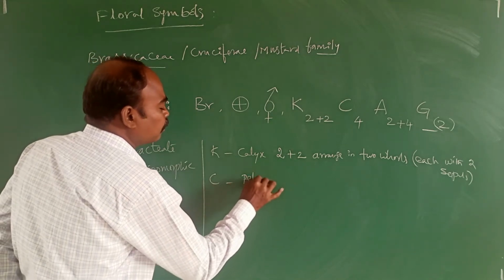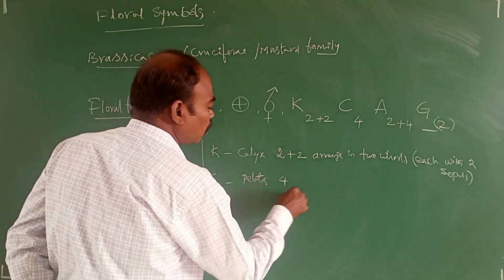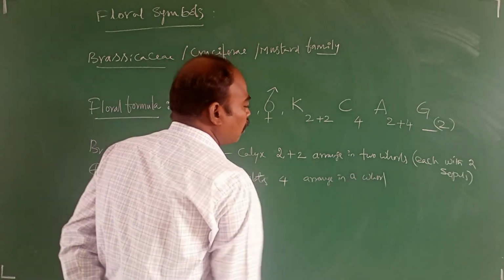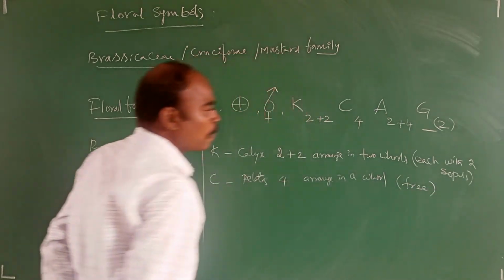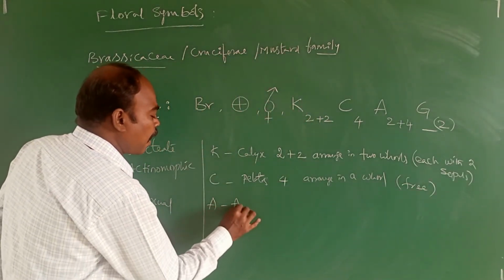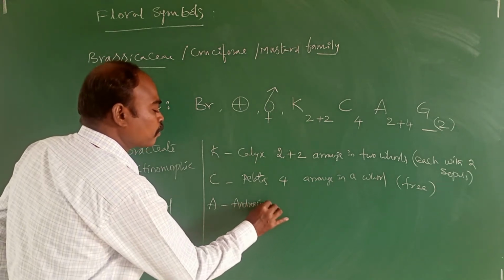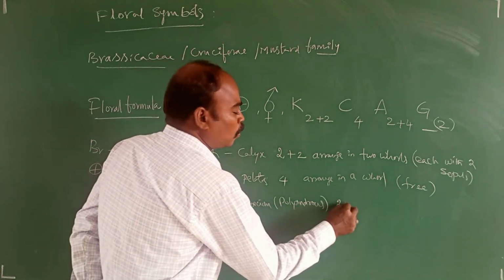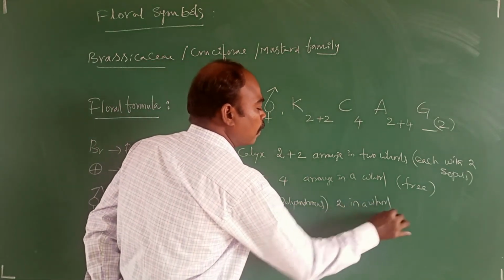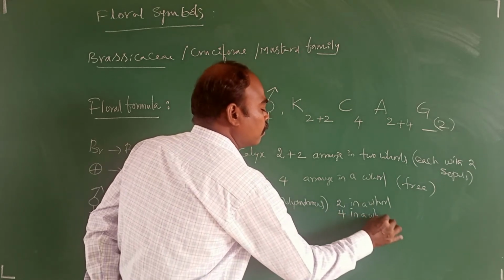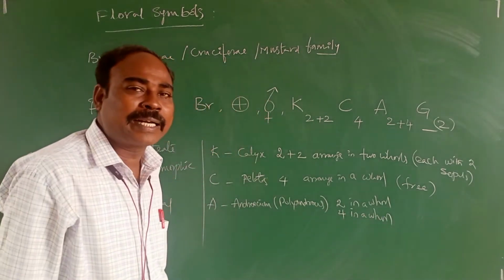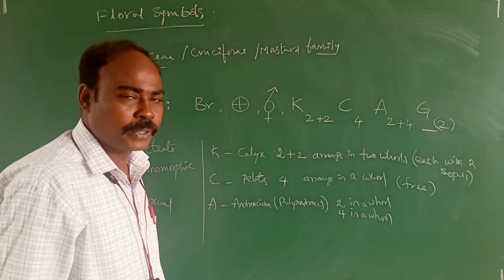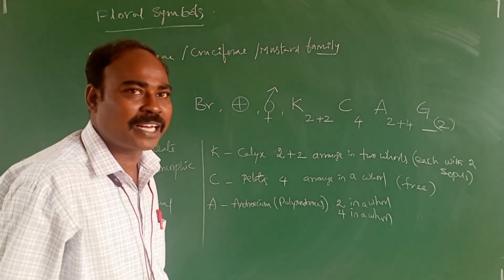Corolla. Petals are 4 arranged in a whorl, free. A, androecium, polyandrous condition, 2 in a whorl, 4 in a whorl. What is that condition? Tetradynamous. 2 short stamens in outer whorl, 4 long stamens in inner whorl.